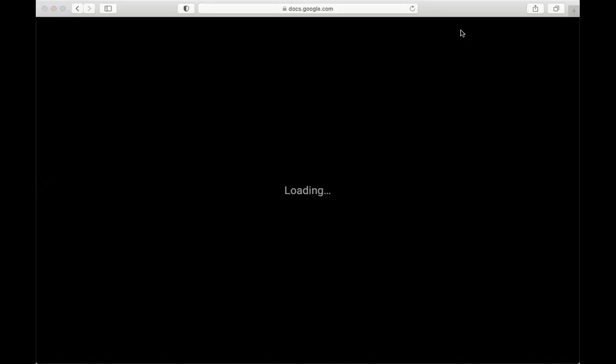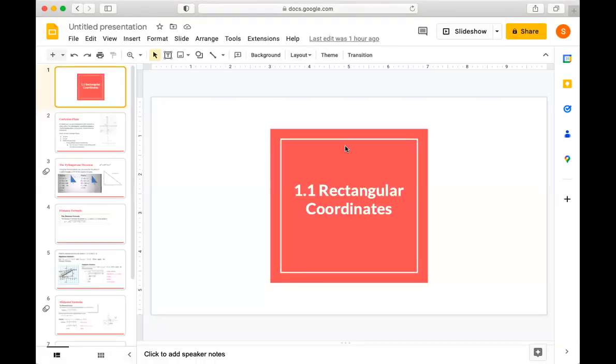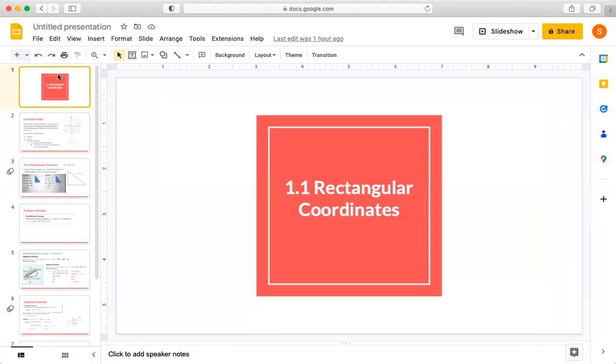Okay, so today we're going to start talking about 1.1 rectangular coordinates. The screen sharing is not working if I put it in present, but I can just show it like this for now.